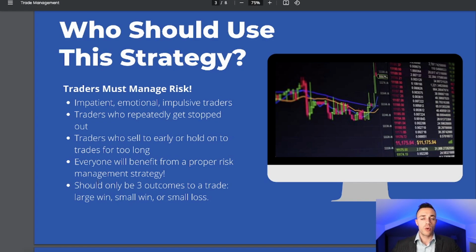And really, everyone can benefit from a proper risk management strategy. If you're trading crypto, you need to manage your risk. There's no ifs, ands, or buts about that. Yeah, you could wing it, but that will only work for so long. All right, so that's who this strategy is for. And like I said, there should only be 3 outcomes: a large win, a small win, or a small loss. You eliminate the large loss and you will be a profitable trader.